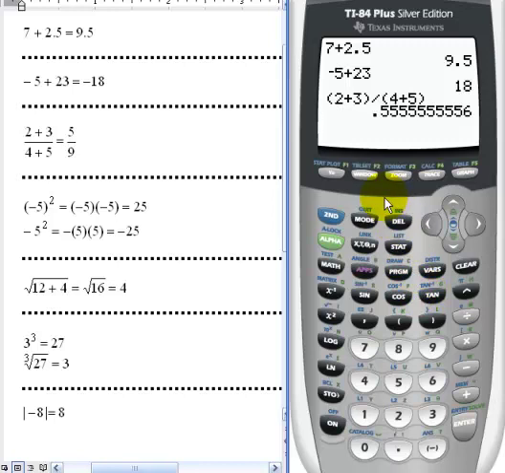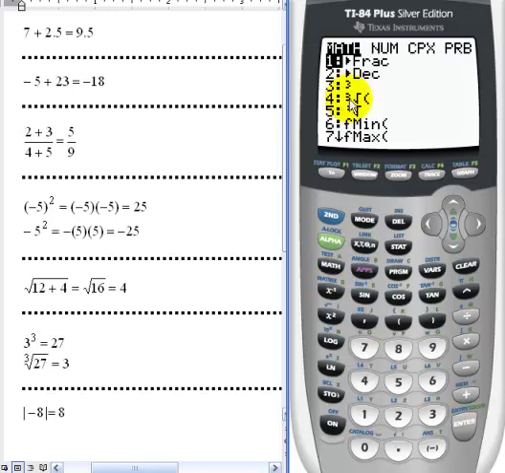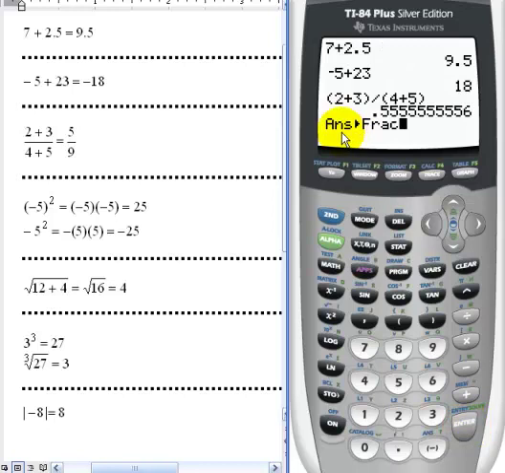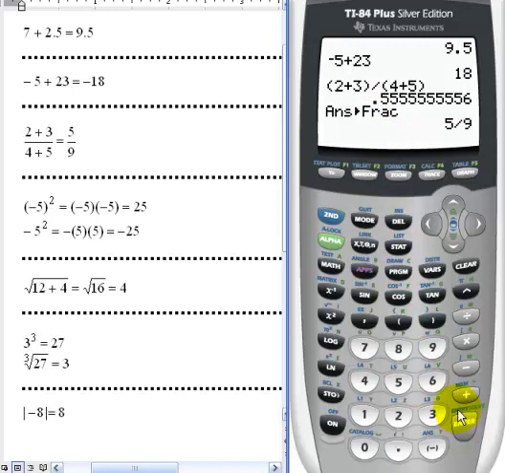Now the question is, is the answer 5/9? The quickest way to see if this is the answer 5/9 is to hit the math key, and the very first option is frac. So I'm going to highlight, notice how that's highlighted. I'm going to go back up there, highlight that and hit enter, and it's going to take my most recent answer and convert it to a fraction. When I hit enter, it'll tell me that that's 5/9. So obviously the four basic arithmetic operations are over here. Here's my negative sign.